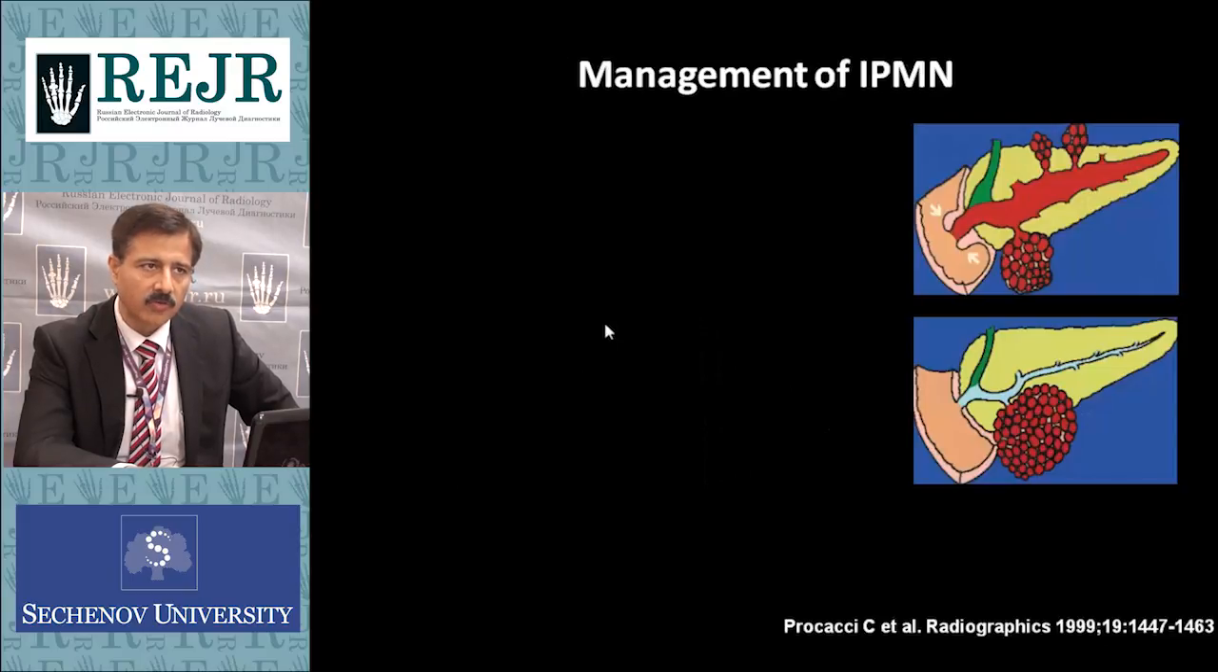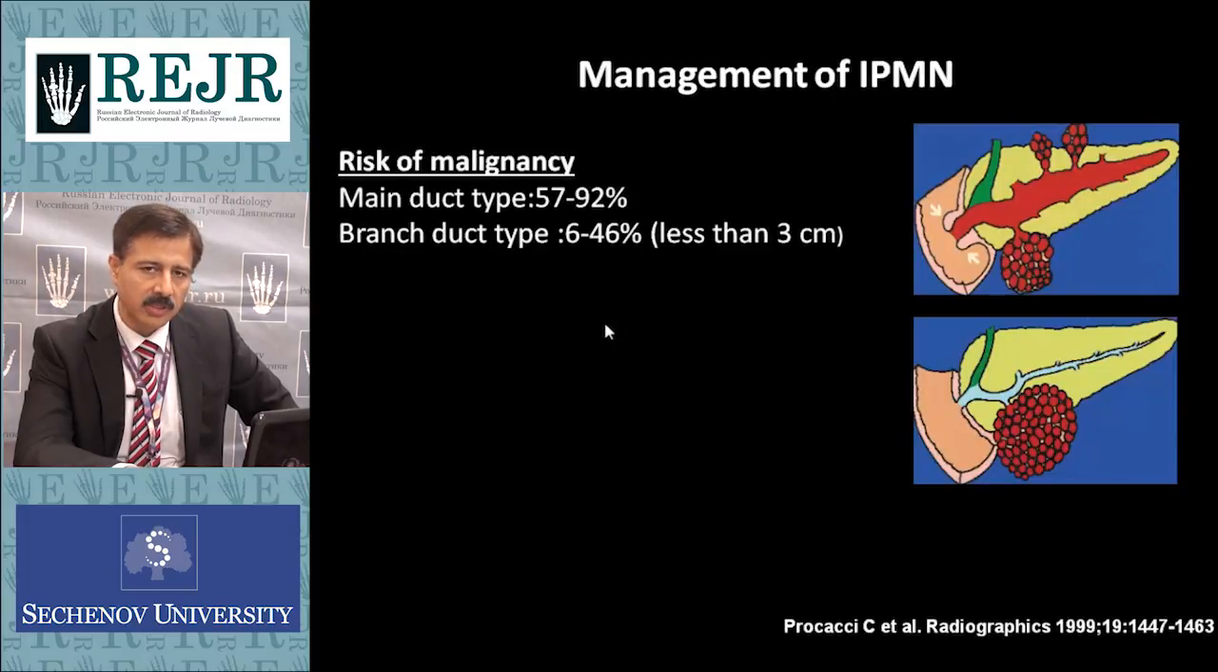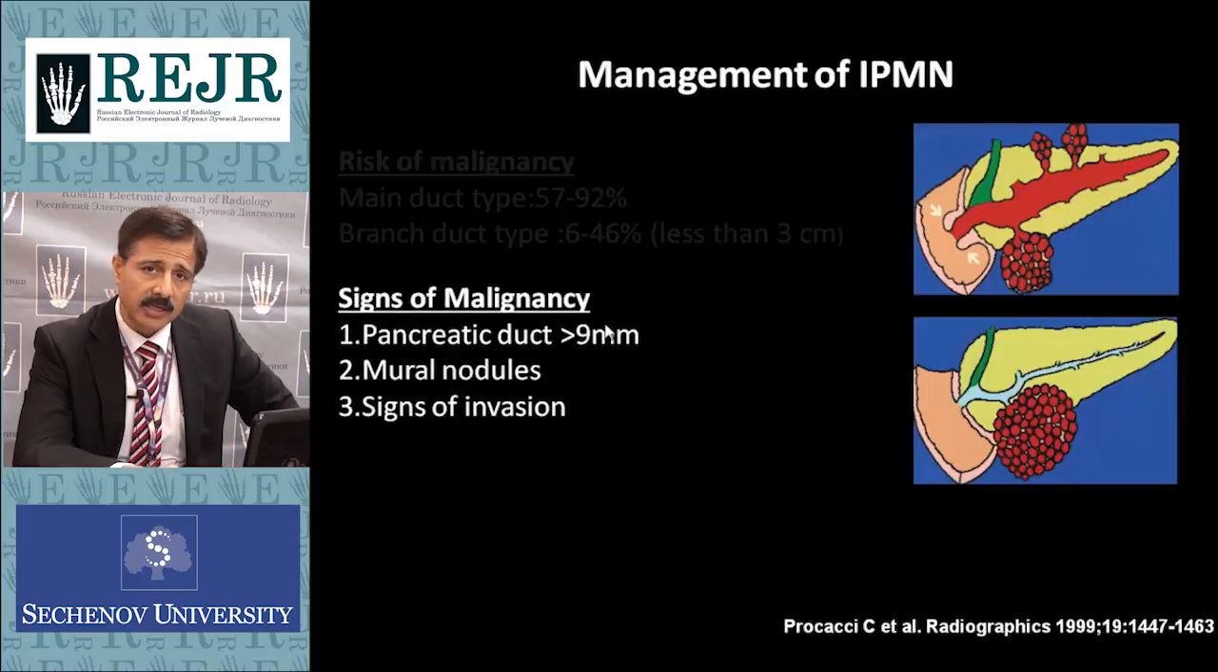So what is the management of IPMN? Well, the concept is that the risk of malignancy in main duct type is 57 to 92%, and in branch duct type it is 6 to 46%. What are the signs of malignancy? Well, the signs of malignancy which have been given in literature include a pancreatic duct which is dilated to more than 9 millimeters, any enhancing mural nodules, or frank signs of invasion.